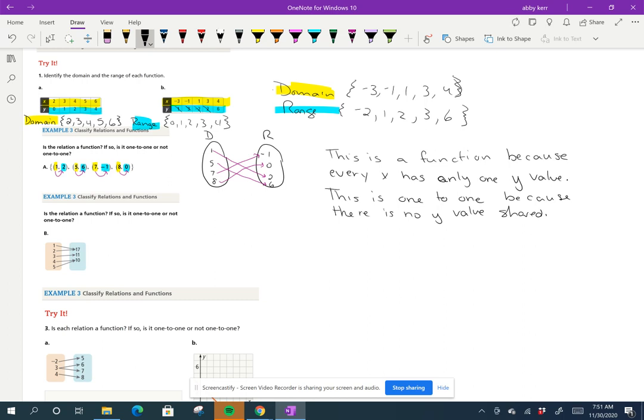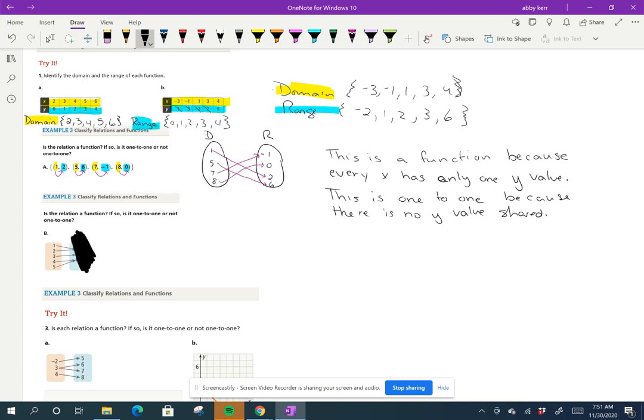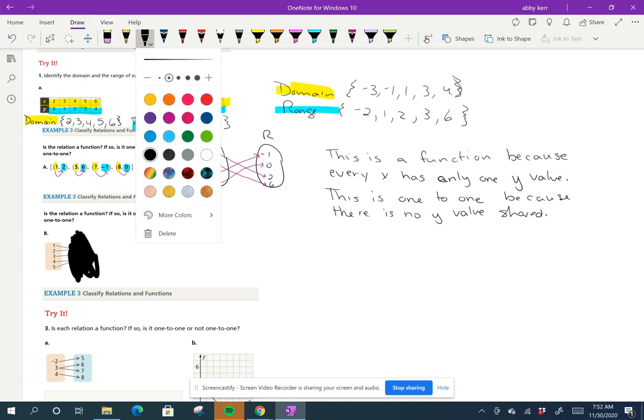All right. So example B, for this, it says, is this a relation of function? If so, is it 1 to 1 or not 1 to 1? So once again, and you can do this with a piece of paper. I have to scribble it out to show you. You want to look at the arrows only. Okay? So 1 has one arrow leaving it. 2 has one arrow leaving it. 3 has an arrow leaving it. 4 has an arrow leaving it. 5 has an arrow leaving it. So that means every domain only has one range. So this would be a function.